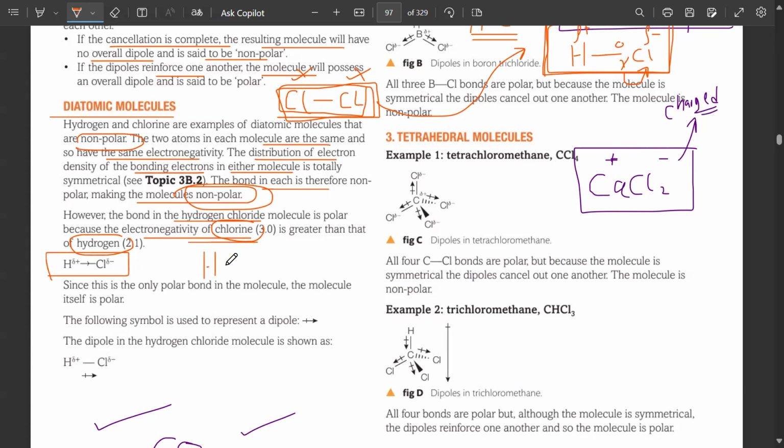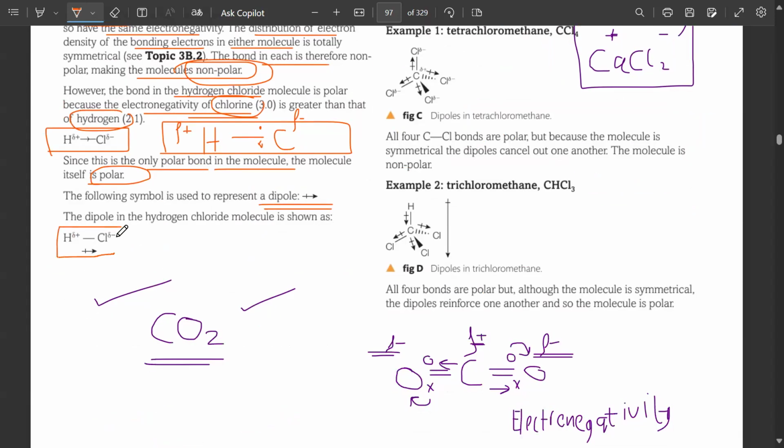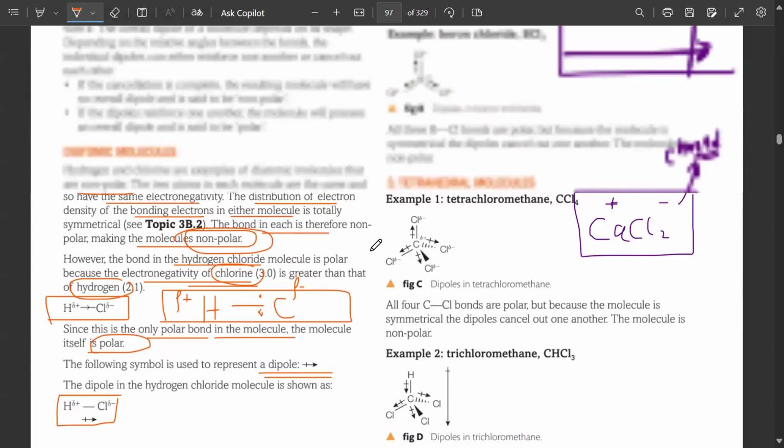The electron pair in HCl would be closer towards Cl because it has a slightly negative charge, being more electronegative, and hydrogen has a slightly positive charge. Since this is the only polar bond in the molecule itself, the molecule is overall called polar as well. The following symbol is used to represent a dipole. For example, this is how you show the HCl overall dipole moment as well.